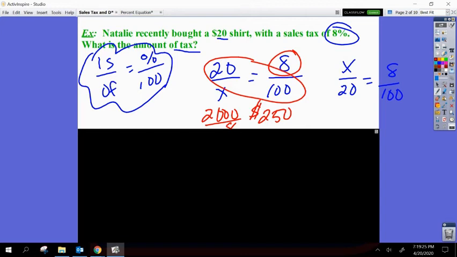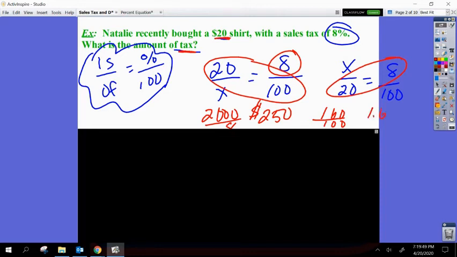Now, do you think that we are going to have a $250 tax? No, of course not. If you tried to buy a $20 shirt and they said, oh, the tax is going to be $250, you should walk out immediately. Let's try this example. 8 times 20, which is 160, divided by the leftover number, which is 100. So 160 divided by 100, which is 1.6.